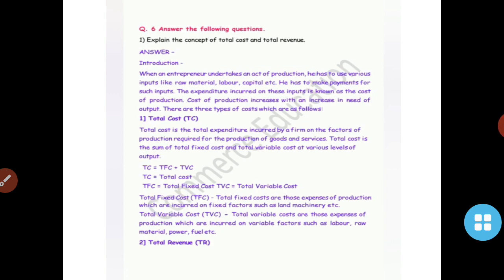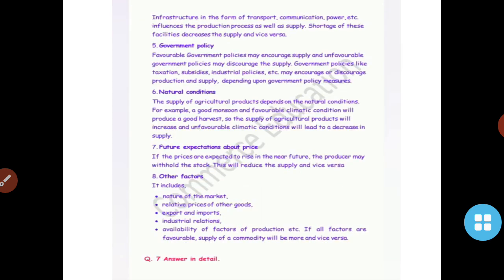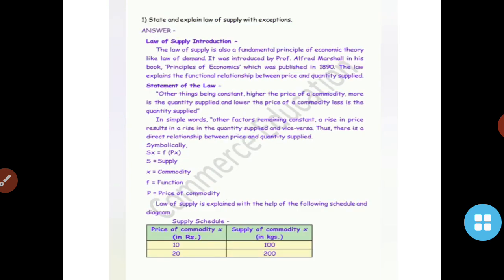Explain the concept of total cost and total revenue. Explain the determinants of supply. The seventh one is answer in detail: state and explain the law of supply with exceptions.